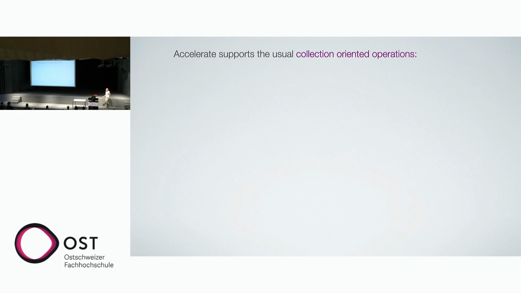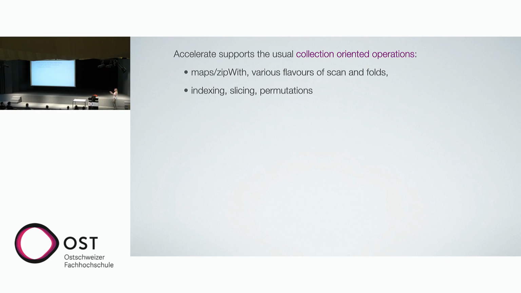So to summarize what you can do, we have the usual collection-oriented operations: maps, zipWith, various flavors of scans and folds. Scans are really important in parallel computing. Then indexing, slicing, permutations. With indexing, if you have a huge array and you index into it, a single index is a sequential operation. So often, if you want to index in a lot of elements at the same time, you do a backpermutation. You can slice, and there are segmented operations, which I mentioned.